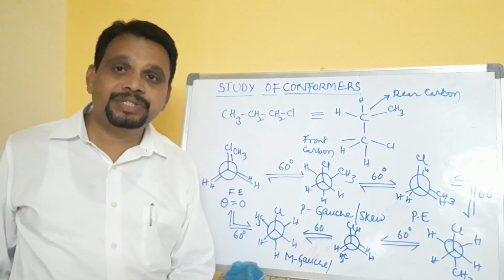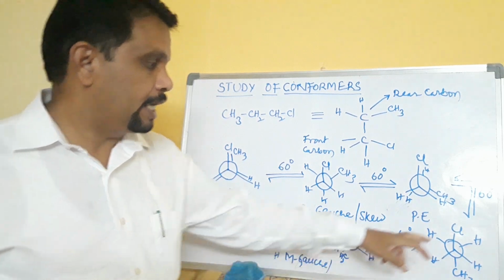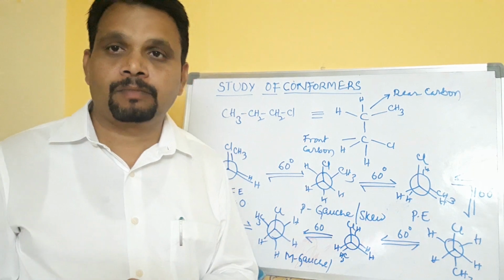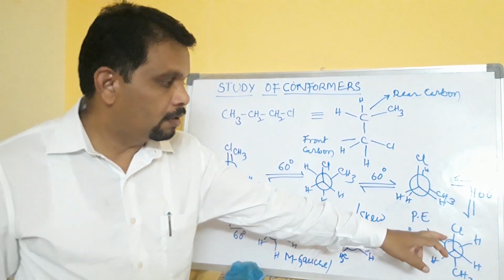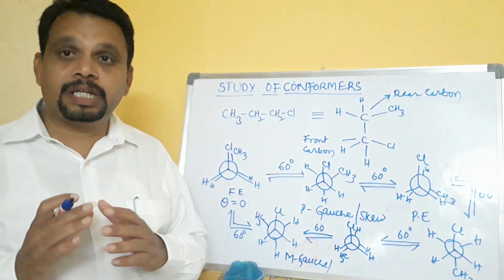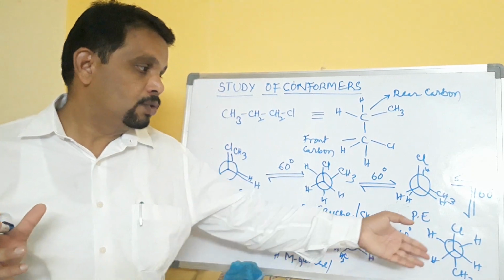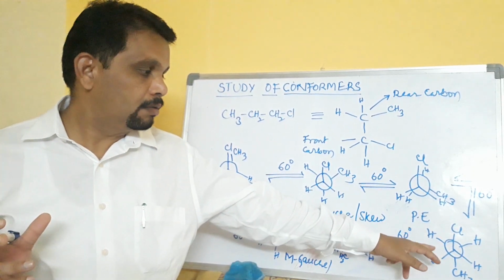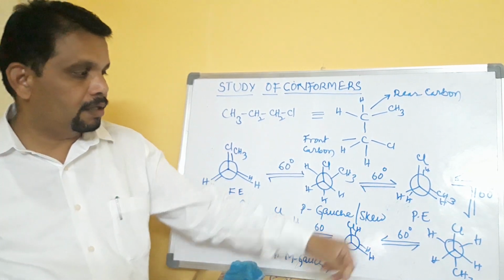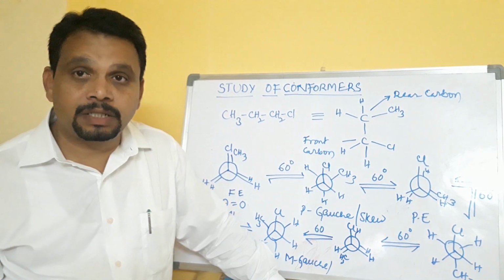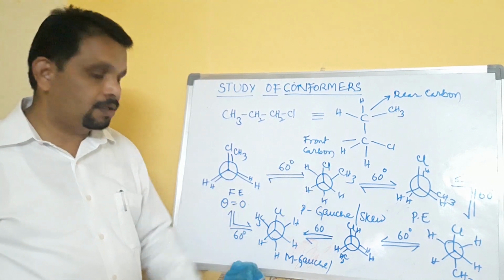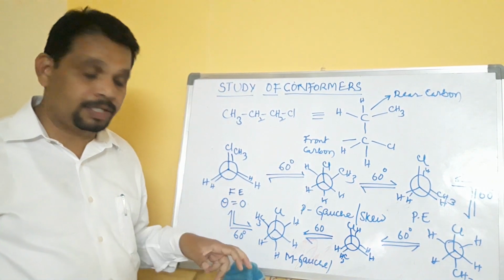About the anti-conformer, in this case the chlorine and the CH3 groups are opposite to each other. So the eclipsed strain is absent and also steric hindrance is absent. So there are no factors which can contribute instability to that molecule. But in the partially eclipsed one we have eclipsed strain and steric hindrance, right?